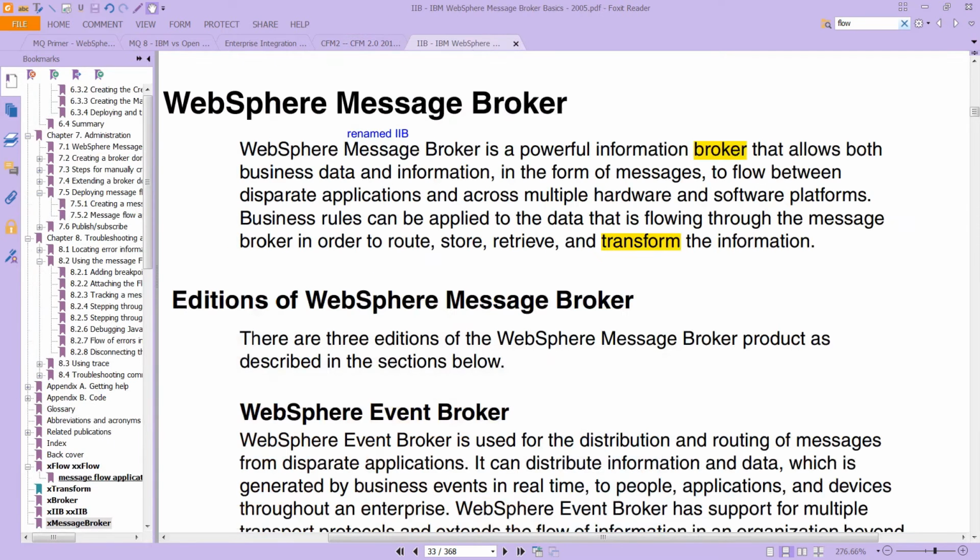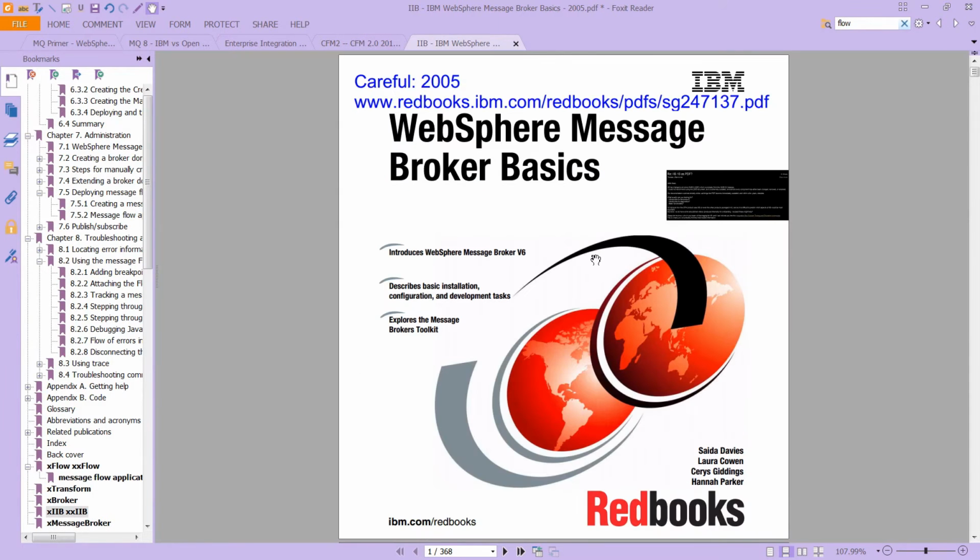So if you look at WebSphere Message Broker, from this book, the WebSphere Message Broker Basics. This book was written in 2005, so you have to sort of take this with a grain of salt and use it mostly for the theory, and even there, really just the first couple of chapters probably, because so much has changed since then. But still, the theory itself hasn't changed, and that's important. And this is a good explanation of it.